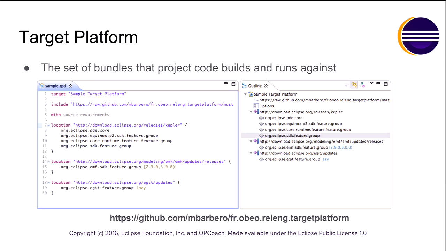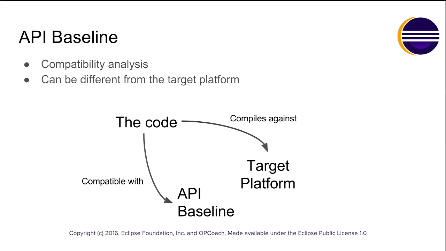And if you're going to do that, I recommend you go get this target platform editor, which allows you to use a handy Xtext-based DSL to realize a target environment. There's a link there, and there are lots of instructions on that page on how it works and how you use it. The API baseline is something a little bit different.